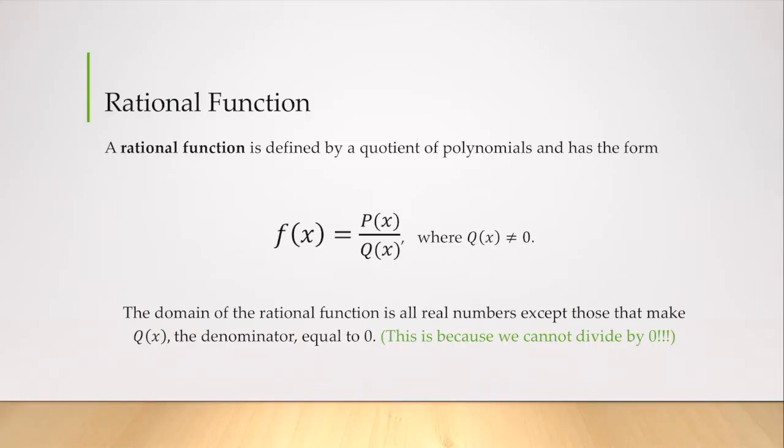Friendly reminder that a rational function is defined by a quotient, quotient's another word for fraction, of polynomials, and has the form f of x equals p of x over q of x, where q of x doesn't equal 0. The domain of our rational function is all real numbers except those that make our denominator equal to 0. And this is something we have talked about earlier in the course, and it's because we cannot divide by 0.